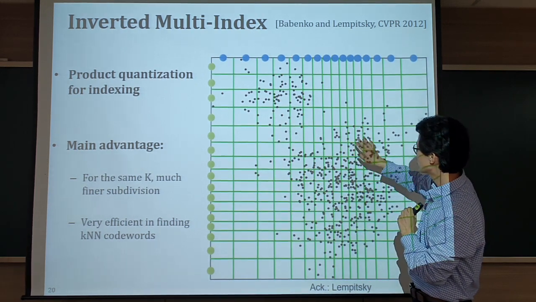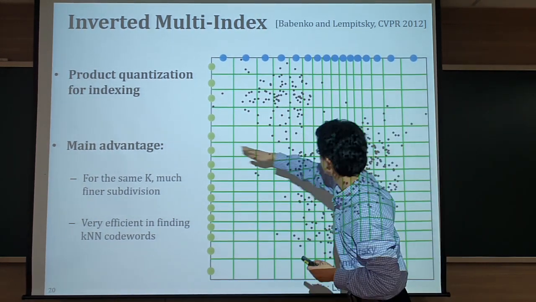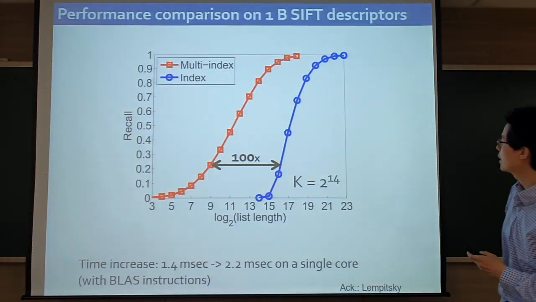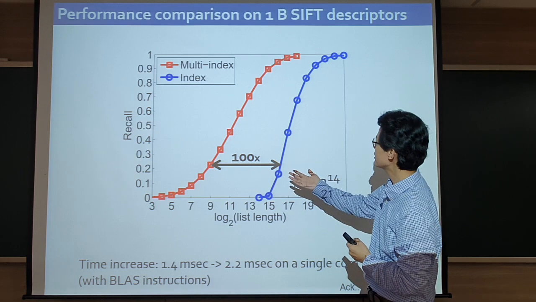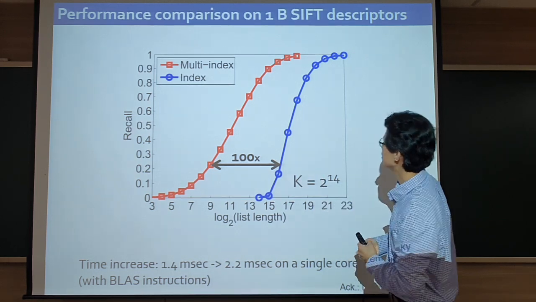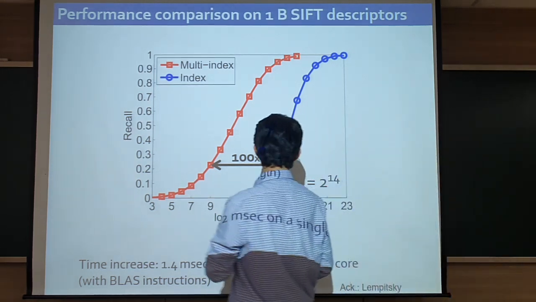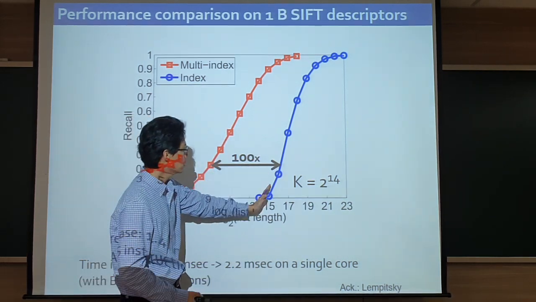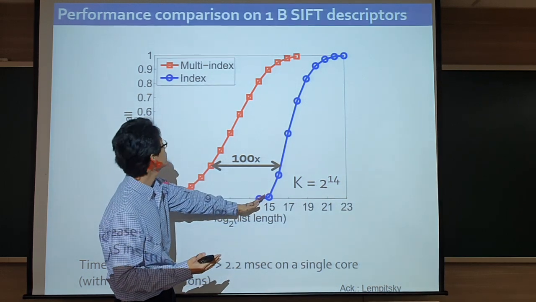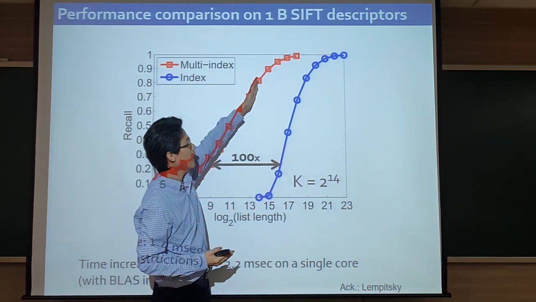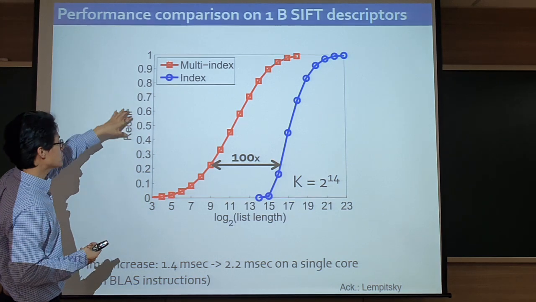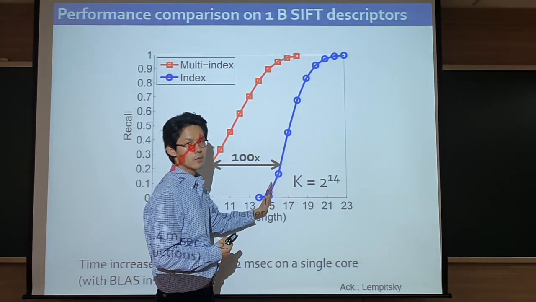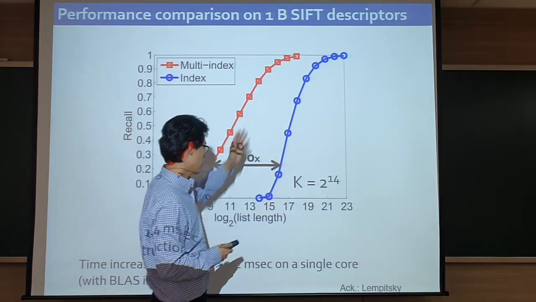associate the image or descriptor along this codebook and along that codebook. Compared to the common index, the multi-index, given the same amount of memory, achieves much better accuracy. I didn't really talk about the recall measure here, but you can just treat this as accuracy. So given the same amount of memory, you can achieve much better accuracy.